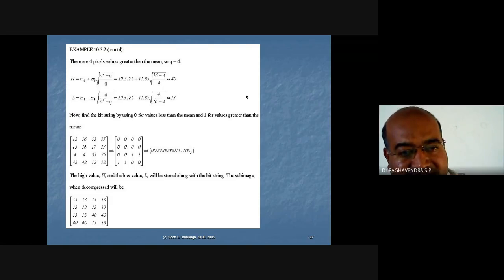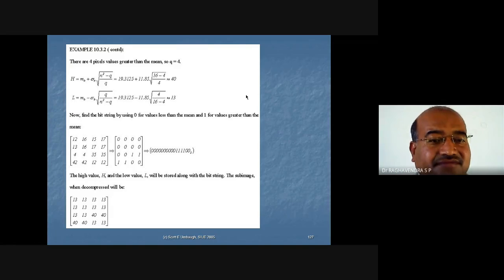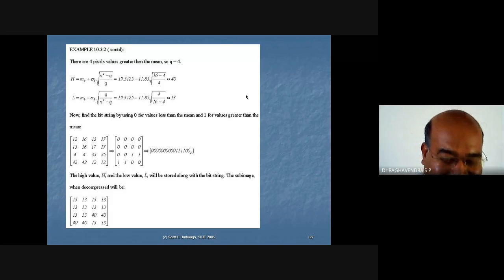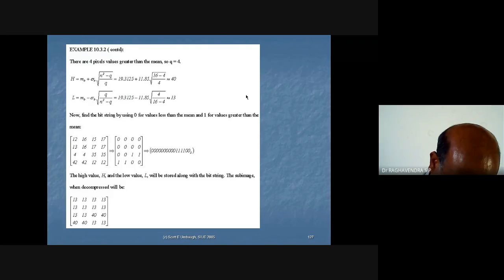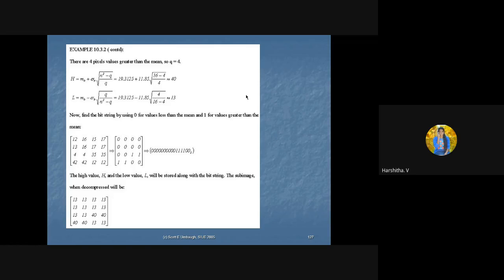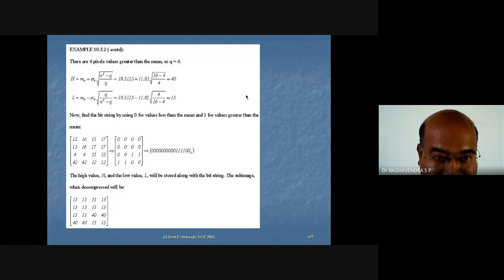Sixteen minus 4 is 12. 12 by 4 is 3. Square root of 3 into 11.85 plus 19.3125. You can do it directly like that. Square root of 3 is 1.732. Very good. Into 11.85.